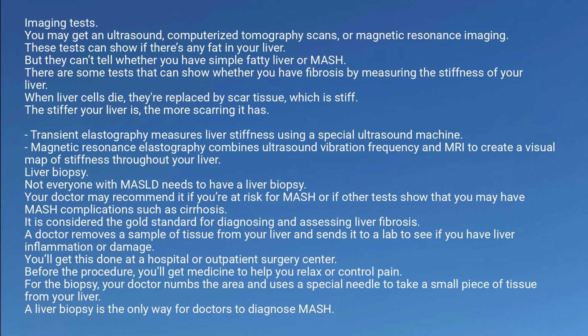Imaging tests. You may get an ultrasound, computerized tomography scans, or magnetic resonance imaging. These tests can show if there's any fat in your liver, but they can't tell whether you have simple fatty liver or MASH. There are some tests that can show whether you have fibrosis by measuring the stiffness of your liver. When liver cells die, they're replaced by scar tissue, which is stiff. The stiffer your liver is, the more scarring it has. Transient elastography measures liver stiffness using a special ultrasound machine. Magnetic resonance elastography combines ultrasound vibration frequency and MRI to create a visual map of stiffness throughout your liver.